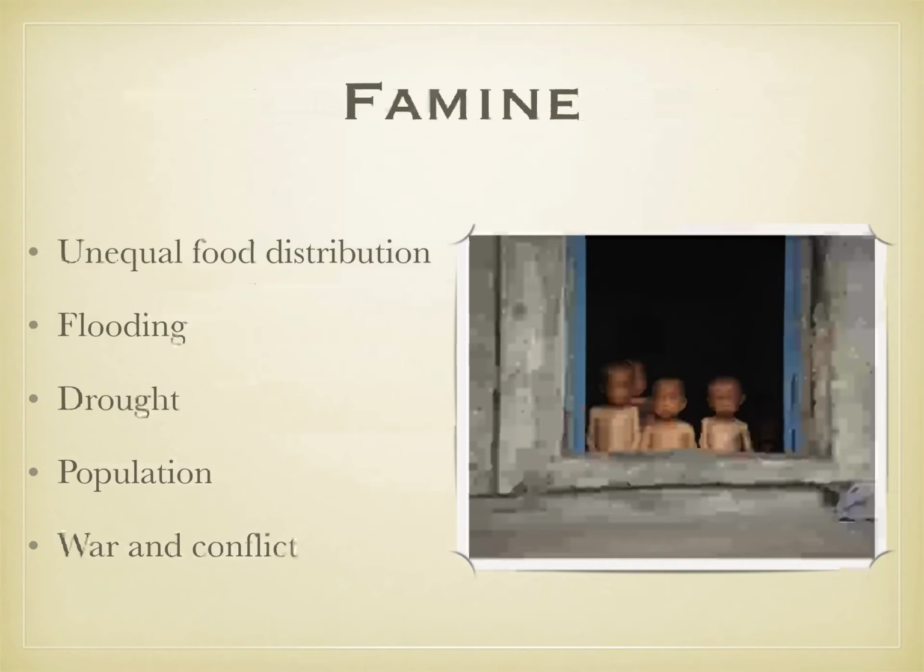Increasing population and lack of population control will increase the potential for famine, but war and conflict is actually probably the worst part of that, because if you have flooding, drought, or unequal food distribution, the World Food Bank and the World Health Organization will get on top of it and try to send food to that country. However, if they can't get in because of local conflict, they can't supply the food to the people, which again is what happened in Somalia as an example.